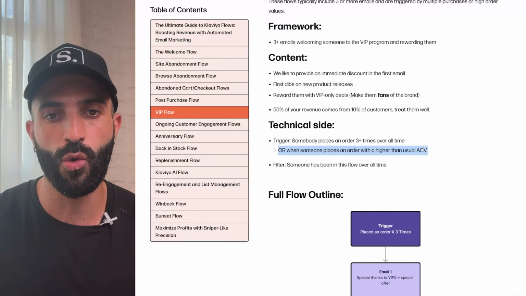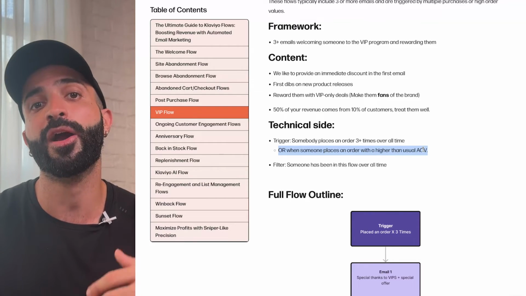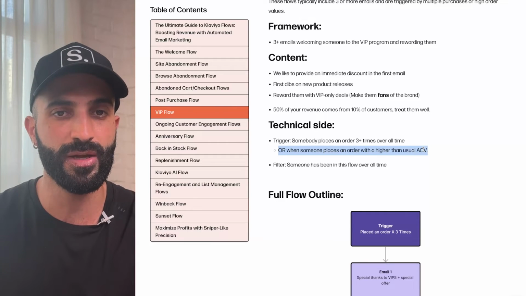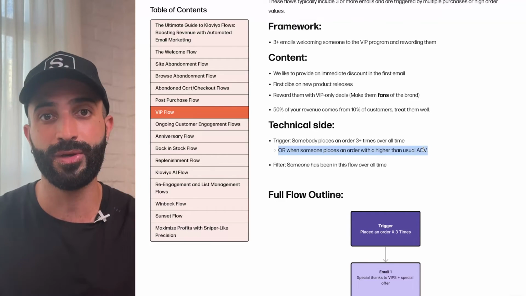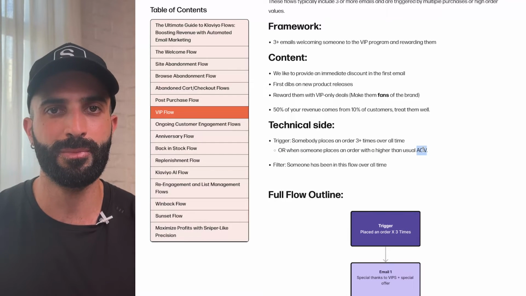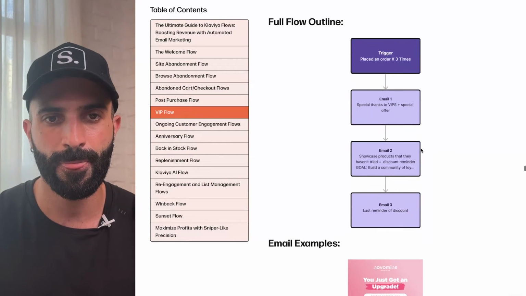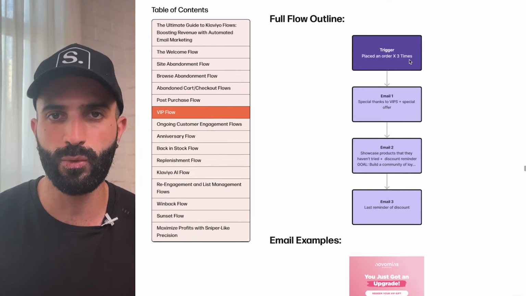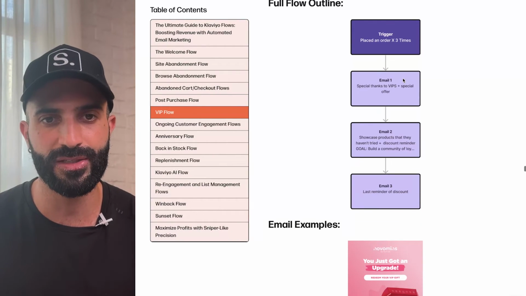Another option is to go off of an average order value higher than normal. AOV, like let's say if your AOV is 150, if somebody spends $500, which is like 3 times more, you can have them become a VIP and add them to this segment. This is what the full flow outline looks like. Place an order equals 3 times, or AOV, or whatever makes sense for your store.